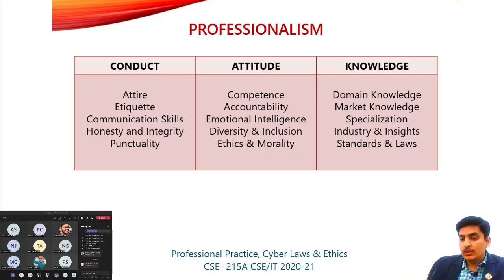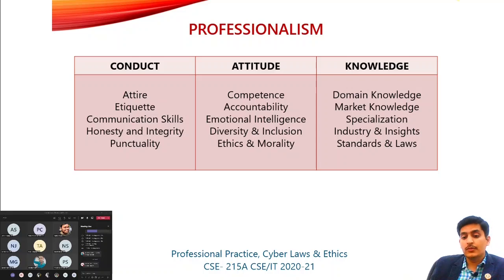Then we come to knowledge. So in knowledge, first is domain knowledge. For example, if you're going to be a software engineer, you should know how to write a program, how to write software, what the different aspects of software engineering are, how to design, implement, and maintain software, and so on. So that is what domain knowledge is all about.